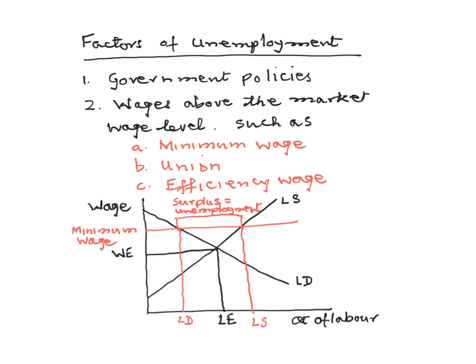In contrast, if the wage is forced to remain above the equilibrium level because of a minimum wage law or union's demand or efficiency wage, then the quantity of labor supplied rises to LS and the quantity of labor demanded falls to LD. This results in excess supply of labor, which represents the unemployment rate.